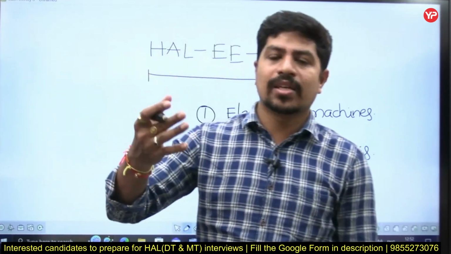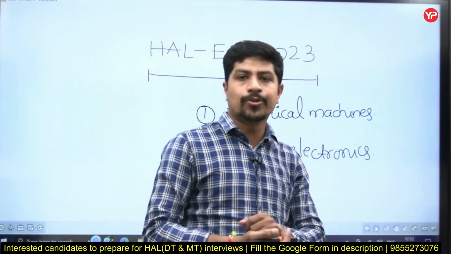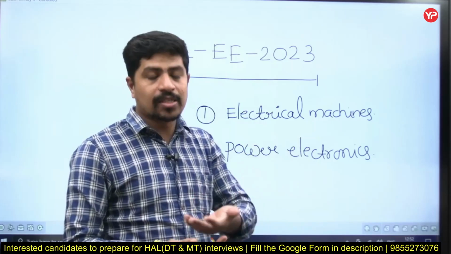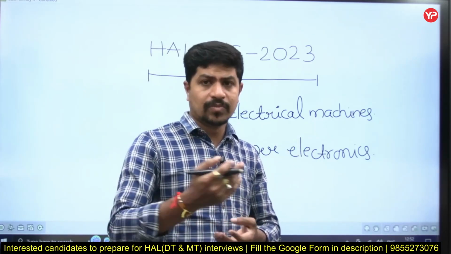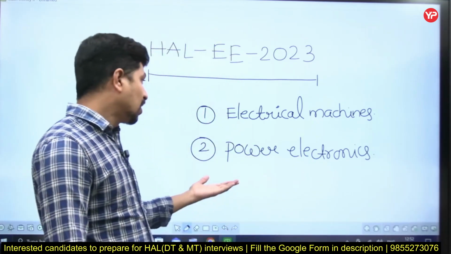In aircrafts, inverters are used. DC to DC converters, choppers are used. DC to AC and AC to DC converters are used. AC to DC is rectifiers. Phase control rectifiers are used. So more questions can be asked from this area.